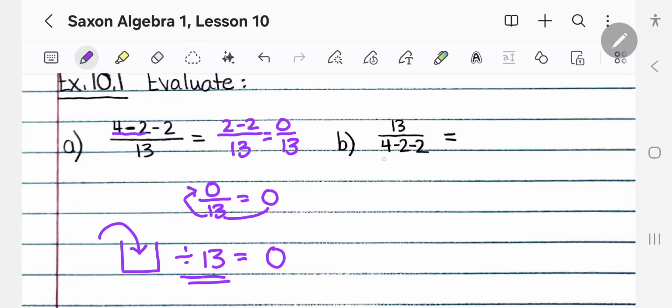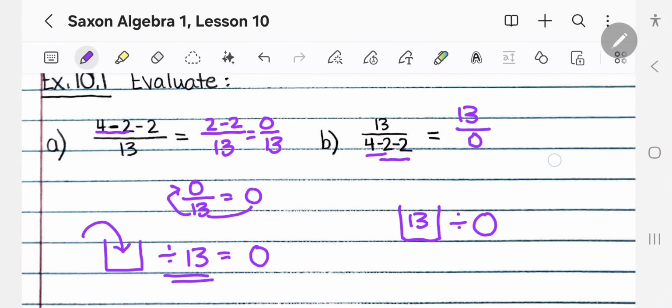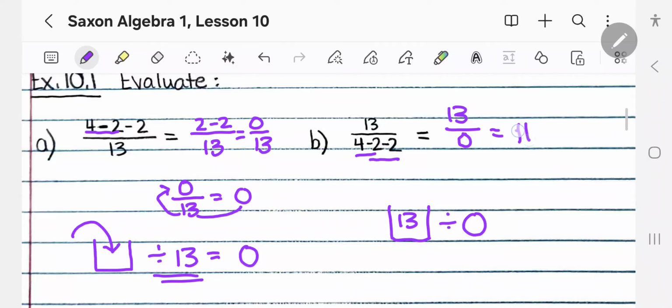All right, in B, let's simplify this. 4 minus 2 is 2, and 2 minus 2 is 0, and we end up with 13 on top. This is a different situation. This is a box that has 13 somethings in it, and you're trying to divide it into not one pile, you're dividing it into nothing. How many nothings are in there? Yeah, we can't do that, right? There's no number that you can put here that when you multiply it by 0, you're going to get 13. So what do we say then? We say undefined. The 0 is under.